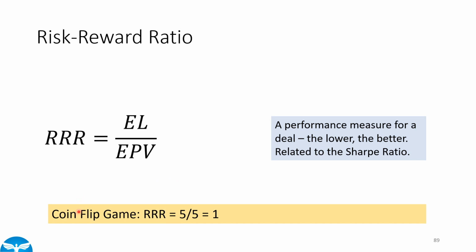In the coin flip game, we saw that the expected loss was $5 and the expected PV was also $5. So the risk-reward ratio is 1. And we will see if that is attractive a little later here.